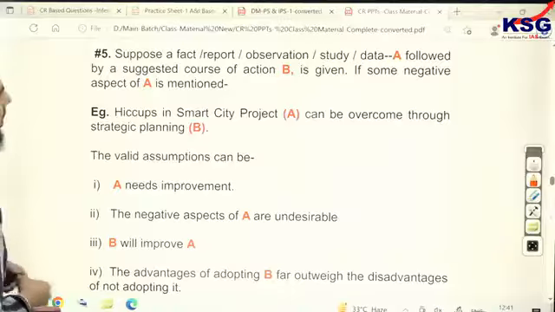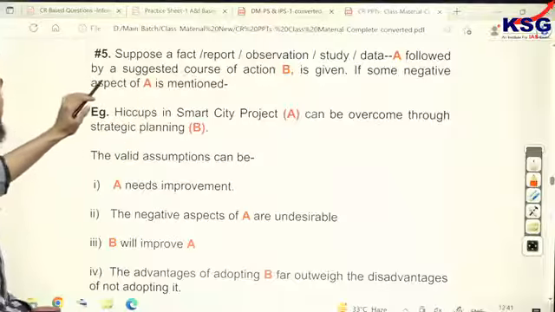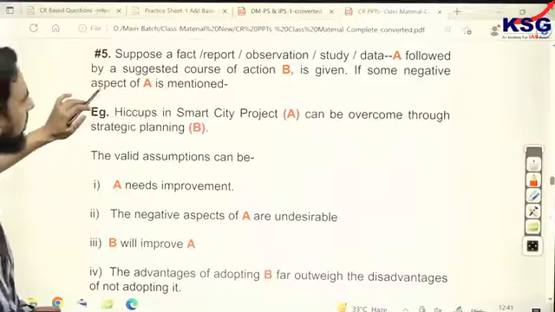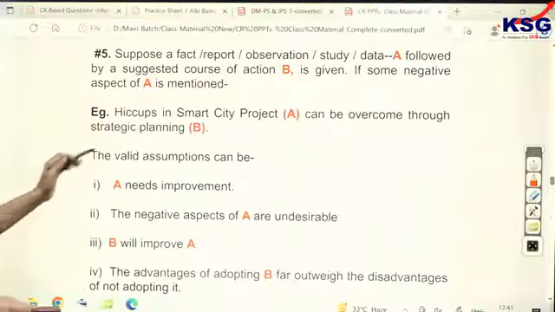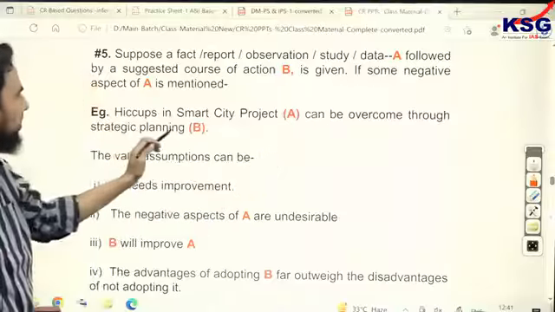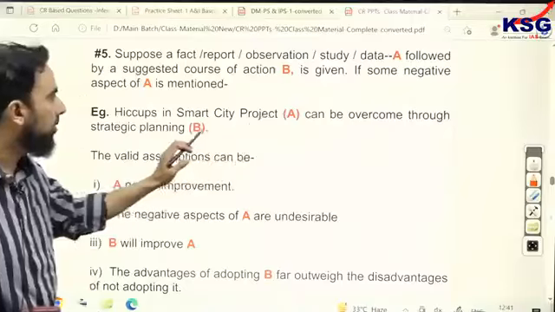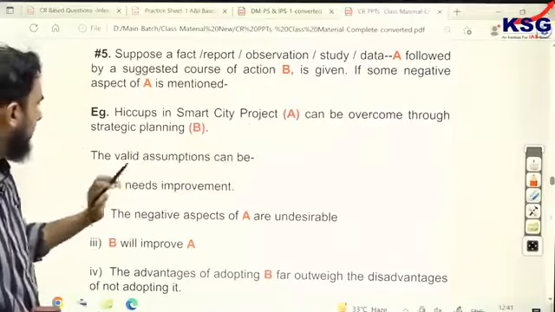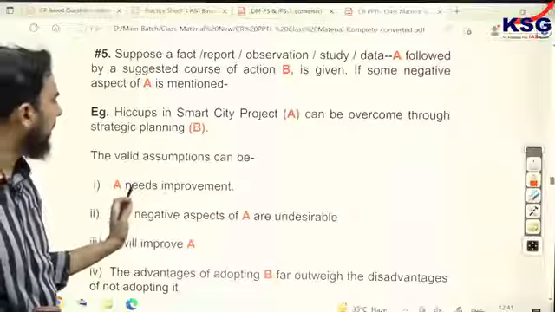It is talking about, suppose a fact or report or observation, study or data A followed by a suggested course of action B is given, if some negative aspect of A is mentioned. Like hiccups in smart city project can be overcome through strategic planning. So hiccups in smart city project is A, can be overcome through strategic planning is B. The valid assumptions can be: A needs improvement.